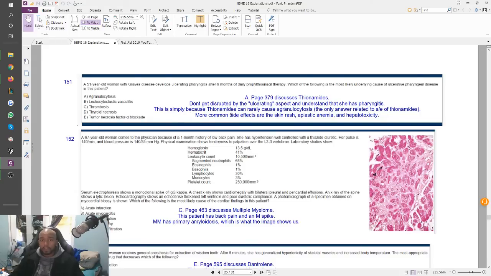This is simply because thionamides, like PTU, can rarely cause agranulocytosis. It's the only answer related to the side effects of thionamides. More common side effects are the skin rash, aplastic anemia, and hepatotoxicity. Alright, so let's take a look at that real quick. Page 379.